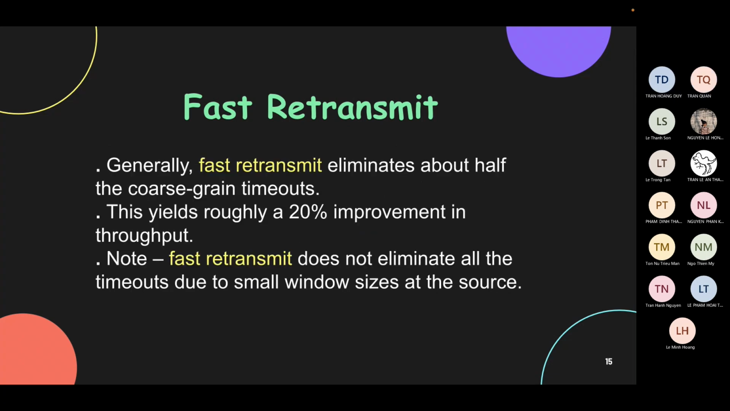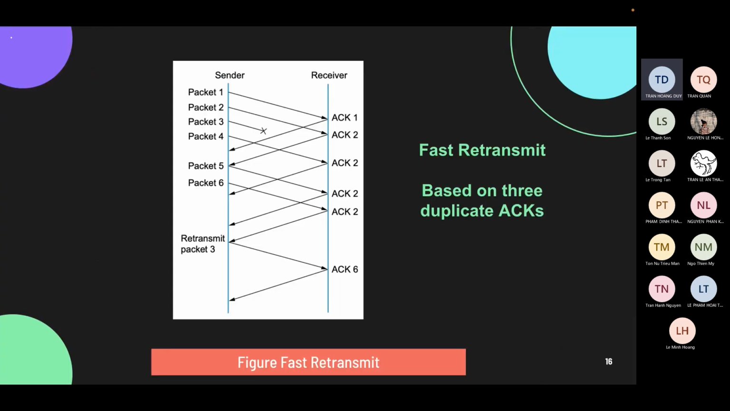Next, generally, fast retransmit eliminates about half the coarse-grain timeouts. This yields roughly a 20% improvement in throughput. Note, fast retransmit does not eliminate all the timeouts due to small window size at the source. And this is the figure about the fast retransmit. Fast retransmit is based on 3 duplicate ACKs.